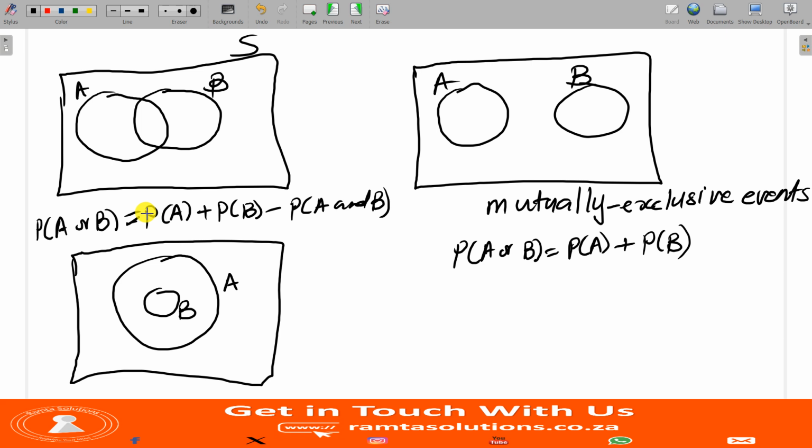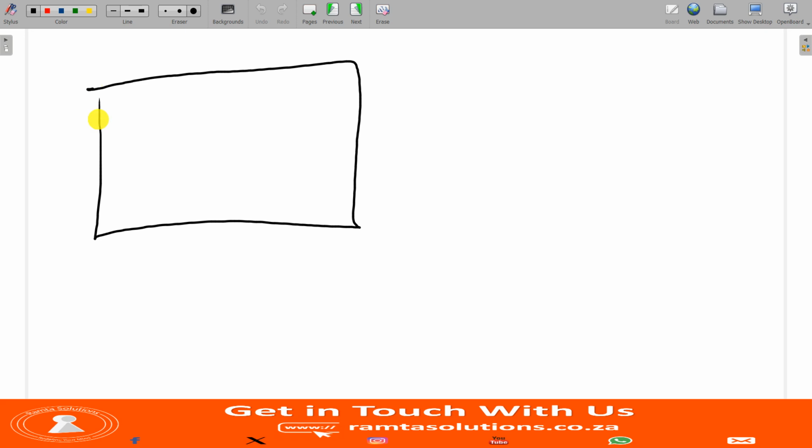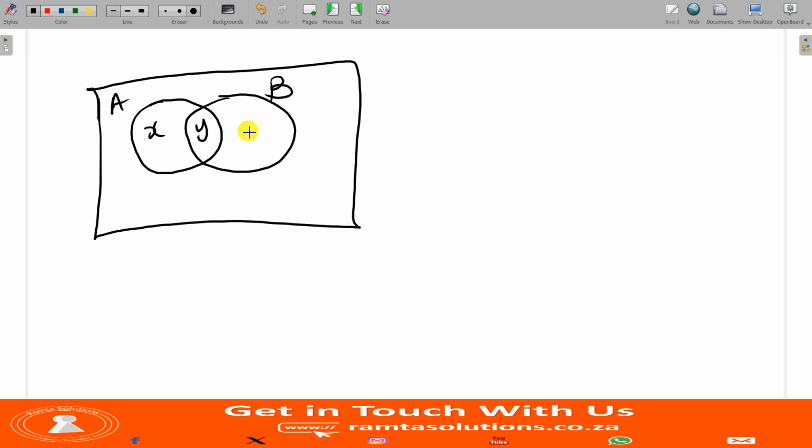But now I'm going to dwell a bit more into this so I can explain some of the things. So let's redraw them again. Let me make it a bit bigger. Let's say we have two events, and this part here is X, this one here is Y, this one here is Z, and let's call this part here W. This is your sample space. Everything inside this rectangle is your sample space.